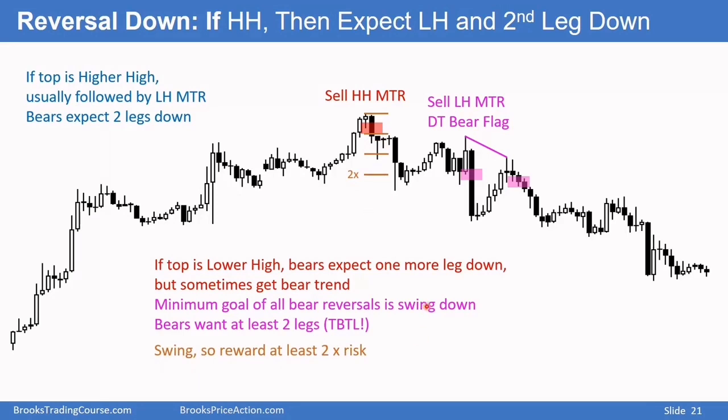You want the reward to be at least twice your risk if you're looking for a swing trade. If you took the short below that bull bar, your initial risk is right above the high. This is two times your risk. That would be the minimum goal for taking partial profits.